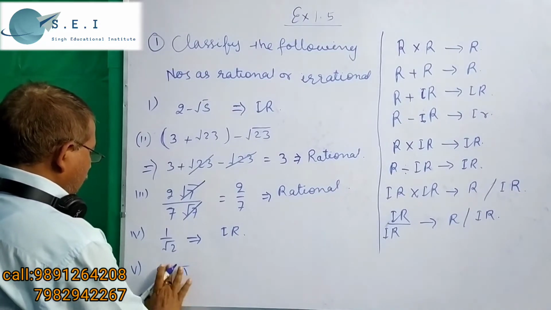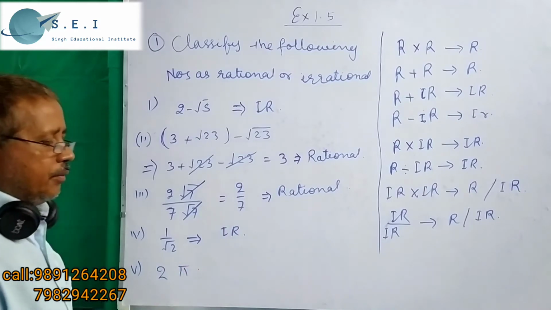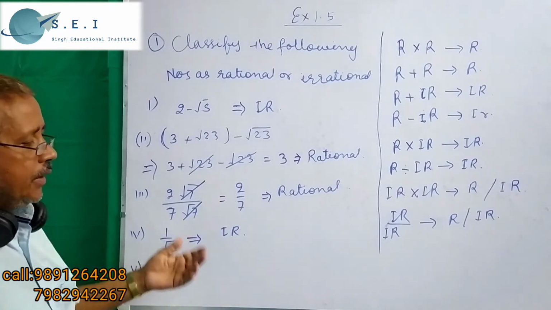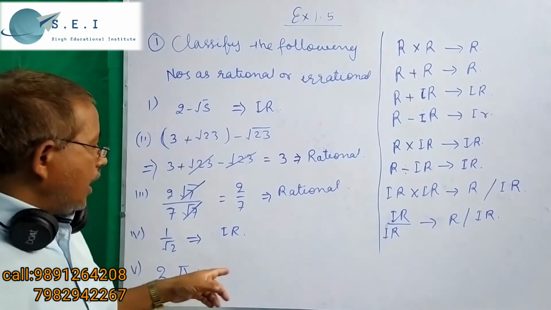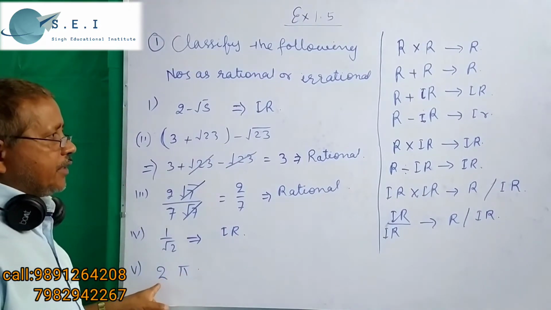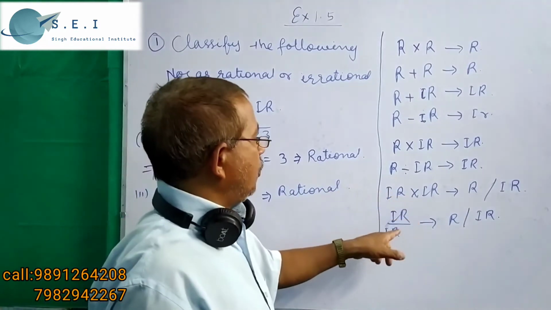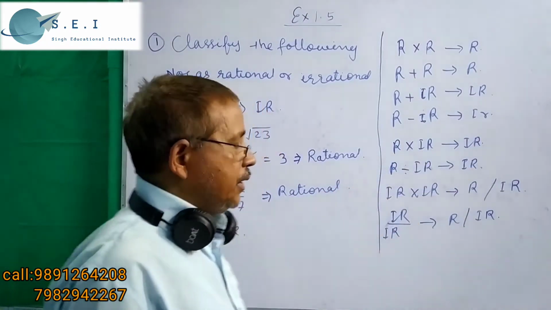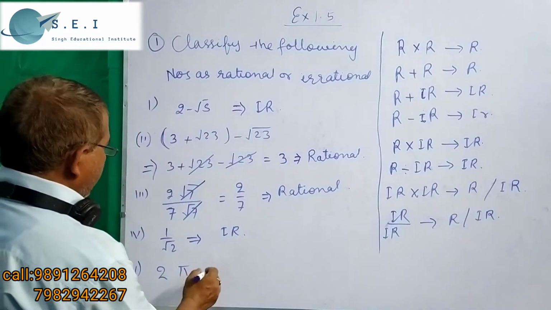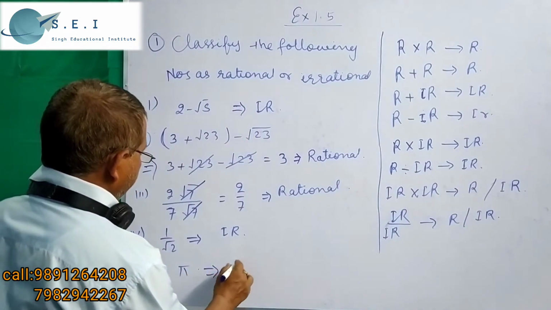The fifth part of question number 1 is 2 into pi. 2 pi means 2 multiplied by pi. We know from earlier discussion that pi is an irrational number, and here an irrational number is multiplied by a rational number. The property is: rational multiplied by irrational is always irrational. So 2 pi is an irrational number.